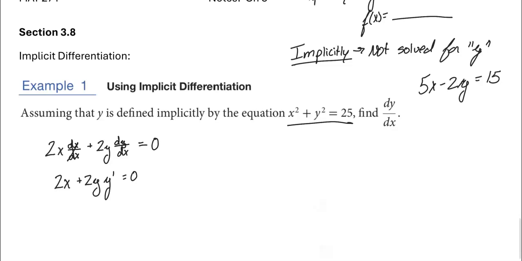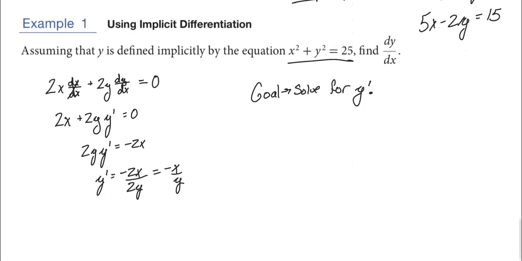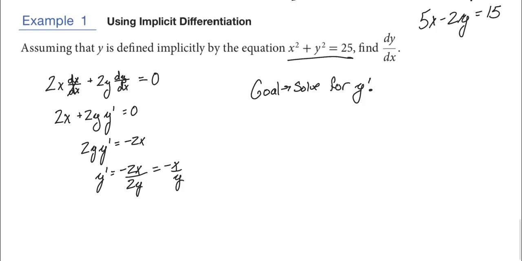Now the goal is always to solve for y prime, and you're always going to be able to solve for y prime. To do that in this case, we're going to move that 2x to the other side, and then divide by 2y. I'm going to get negative x over y. So this would give me the slope of the tangent line anywhere around that circle.